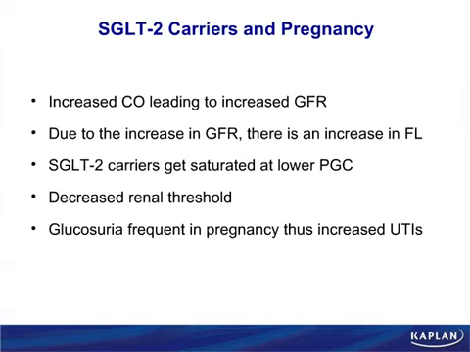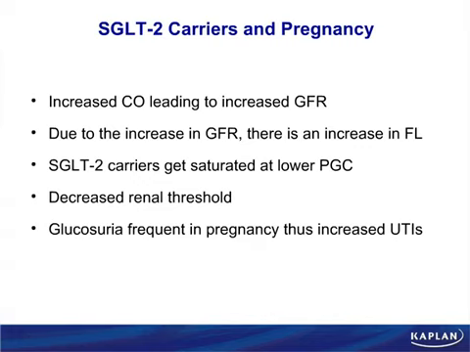Well, the SGLT2 carriers, guess what? They get saturated based on the filtered load. So here's what happens in pregnancy. Your SGLT2 carriers, they get saturated at a lower plasma glucose concentration. Therefore, what you see in pregnancy is you see a decrease in the renal threshold, meaning that the SGLT2 carriers get saturated at a lower plasma glucose concentration, meaning that there's an excretion of glucose in the urine at a lower plasma glucose concentration.